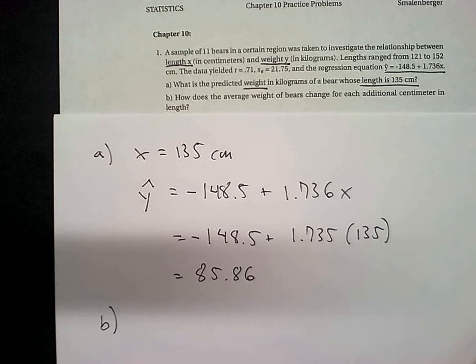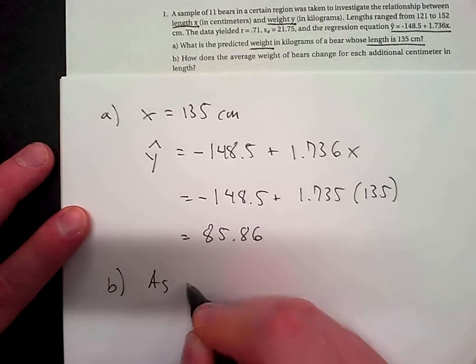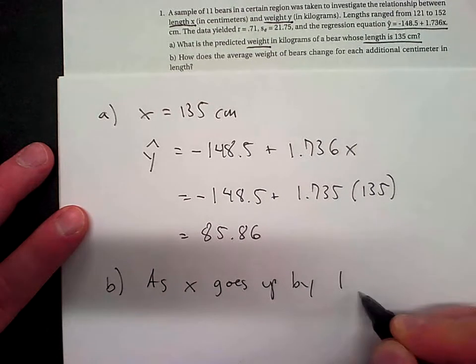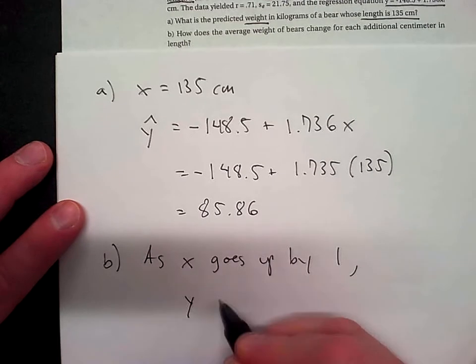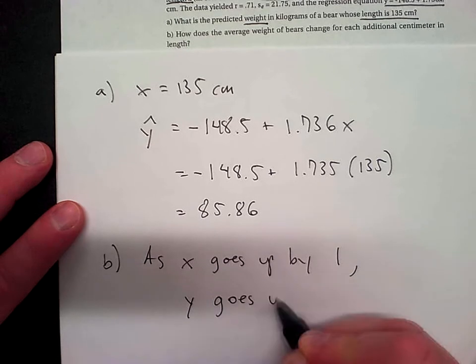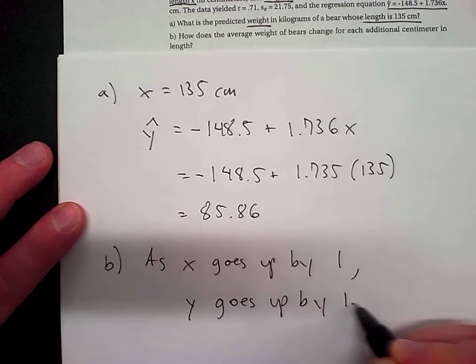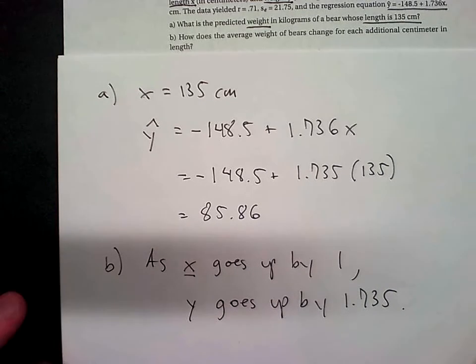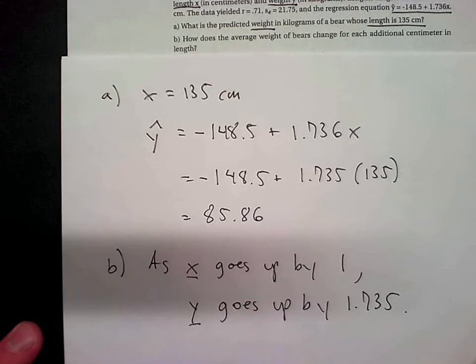So if it's saying, hey, if your x goes up by 1, how much is your y going up by? It's just asking for what the slope is of your regression line, right? So here we would say, as x goes up by 1, y goes up by 1.735. Or as length goes up by 1, weight goes up by 1.735 kilograms.